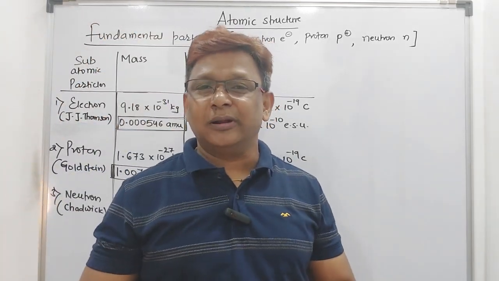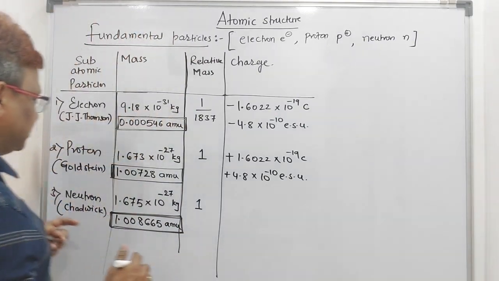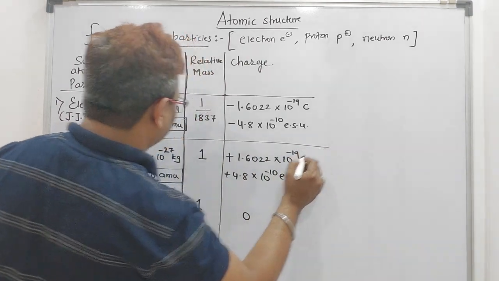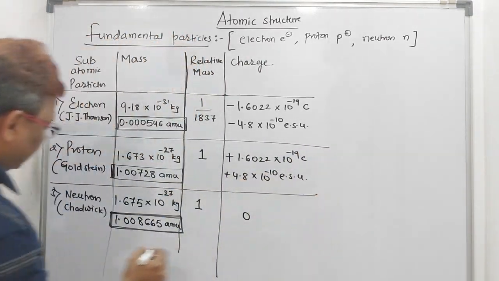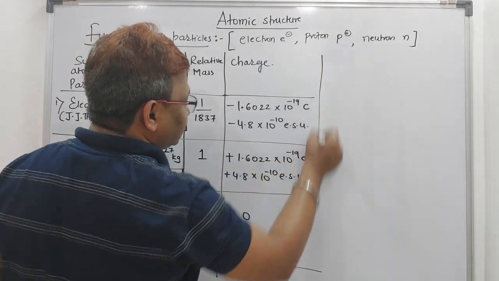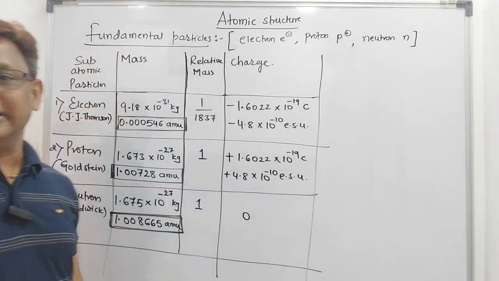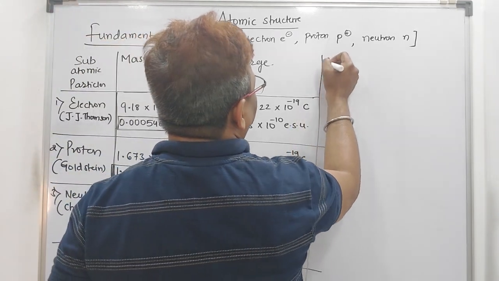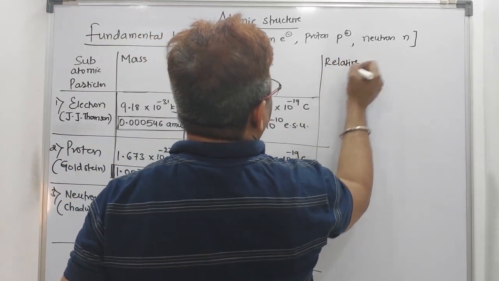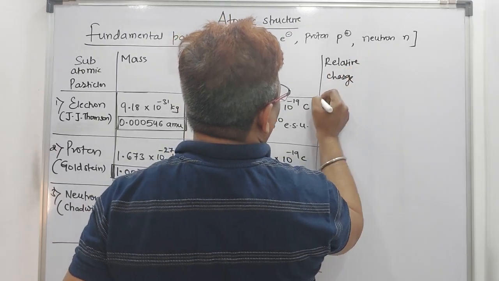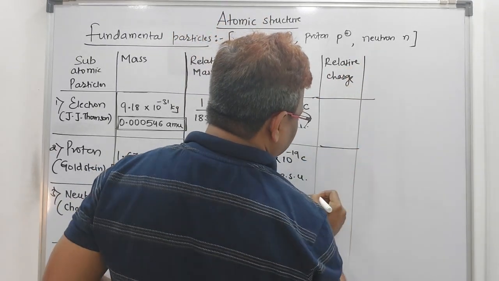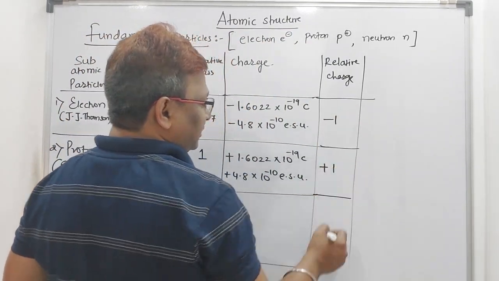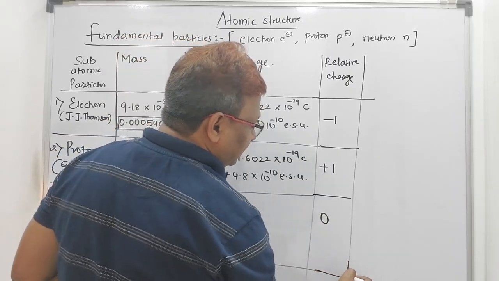And as we know, a neutron does not have any charge, it is neutral, so the charge of the neutron will be taken as zero. Is it clear? This is the electron, this is the proton, and this one is the neutron, that is the charge of these particles. Take a screenshot. Now we'll see what the relative charge is. It's very simple. We know the electron is negatively charged, so minus 1, proton is positively charged, plus 1, and neutron does not bear any charge, so it becomes 0.